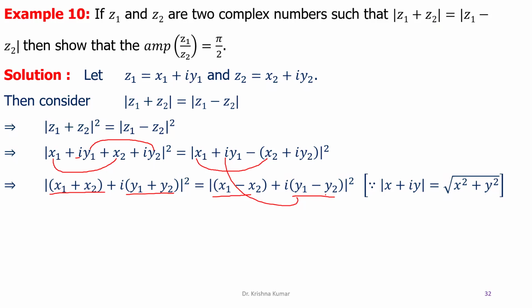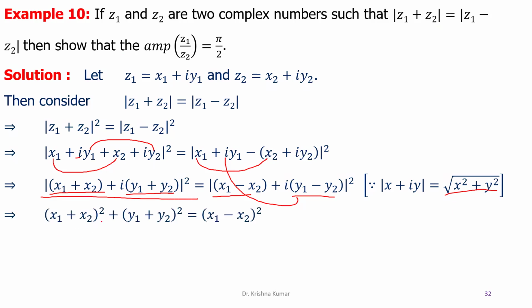And now we know that the modulus of x plus iy is nothing but root over x square plus y square. So let us take the modulus of this. This will be x1 plus x2 whole square plus y1 plus y2 whole square. And since it is already squared, the square and square root will cancel and we have the same term. And similarly, x1 minus x2 whole square plus y1 minus y2 whole square.